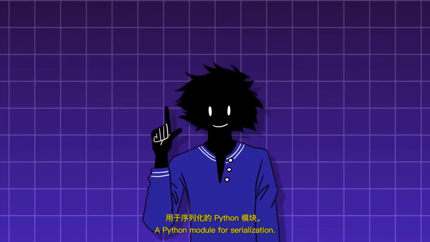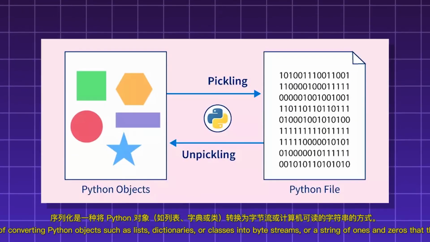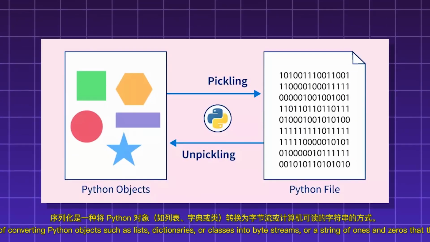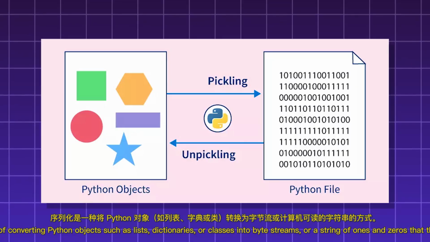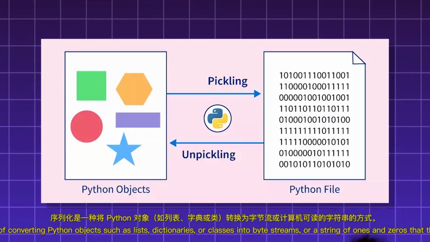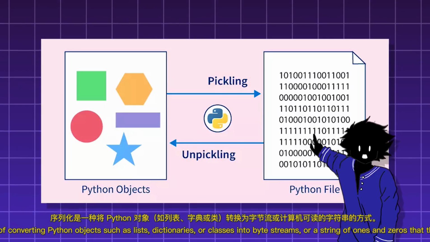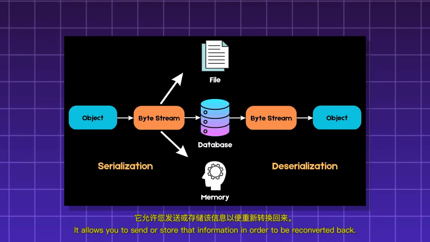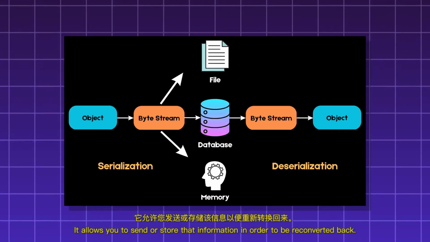Pickle, a Python module for serialization. Serialization is a way of converting Python objects such as lists, dictionaries, or classes into byte streams or a string of ones and zeros that the computer can read. It allows you to send or store that information in order to be reconverted back.